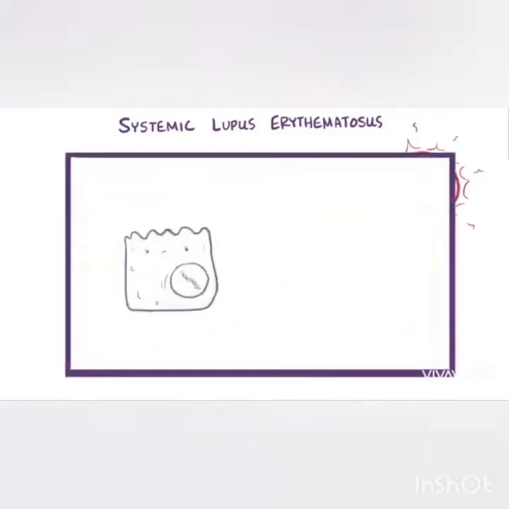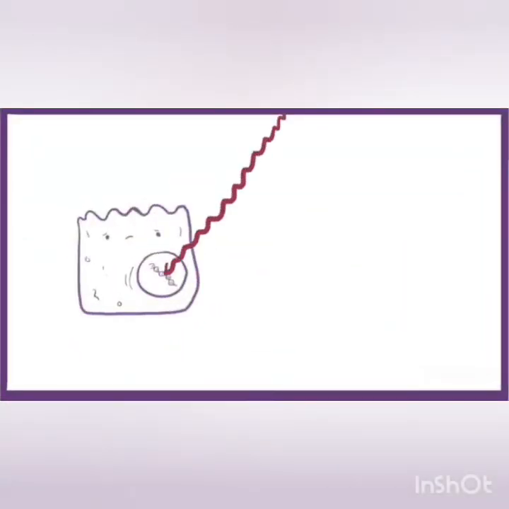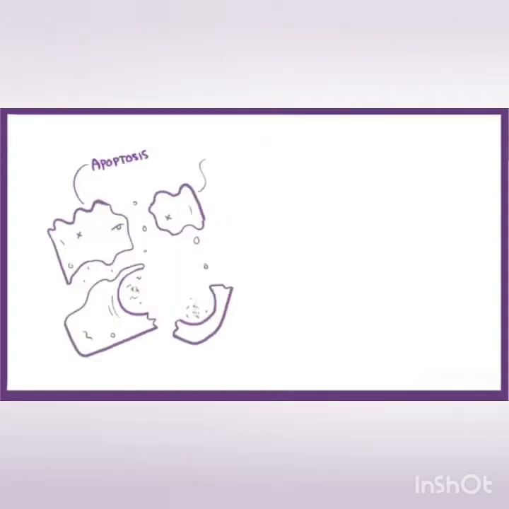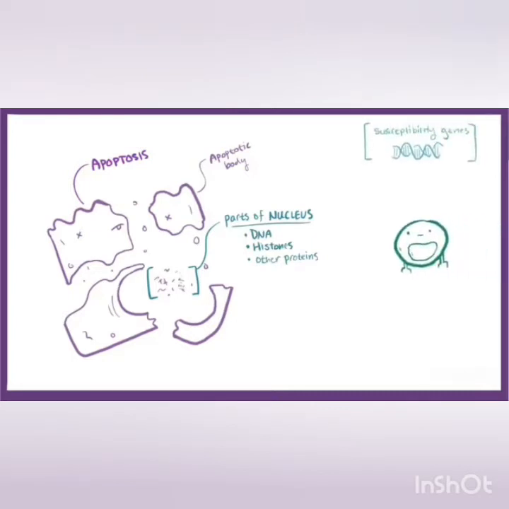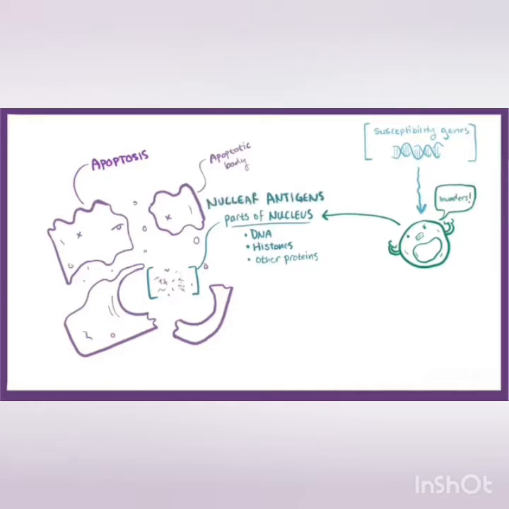Well, given enough UV rays, think like sunburn, the cell's DNA can become so badly damaged that the cell undergoes programmed cell death, or apoptosis, and it dies. This produces these tiny apoptotic bodies and exposes the insides of the cell, including parts of the nucleus, like DNA, histones, and other proteins, to the rest of the body. Well, those susceptibility genes specifically have an effect on this person's immune system, such that their immune cells are more likely to think that these are foreign, or antigens. And since they're from the nucleus, we call them nuclear antigens.